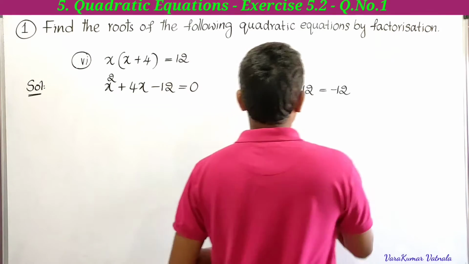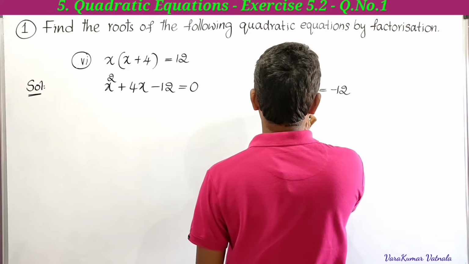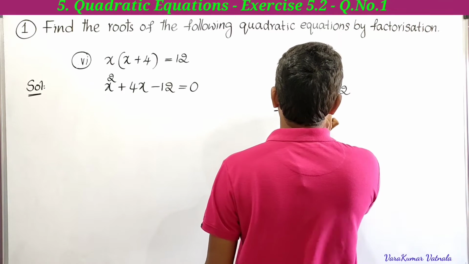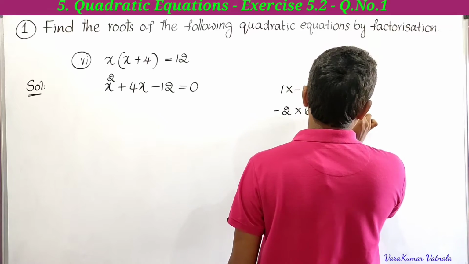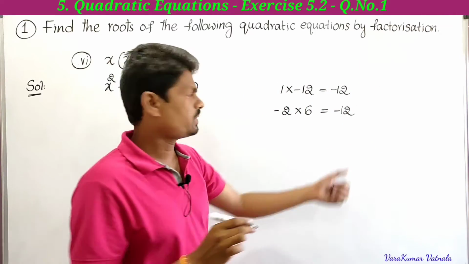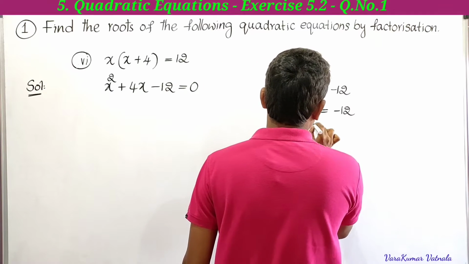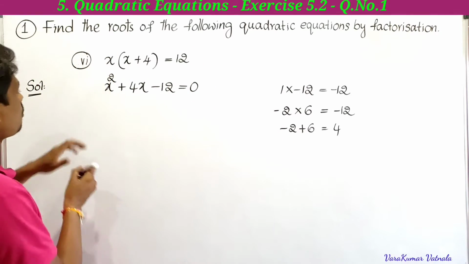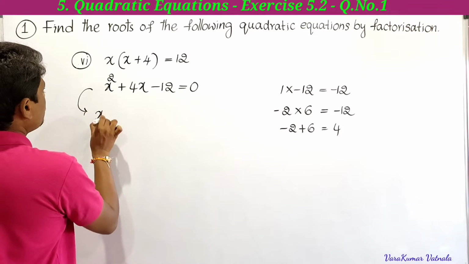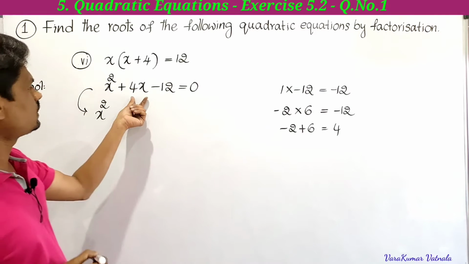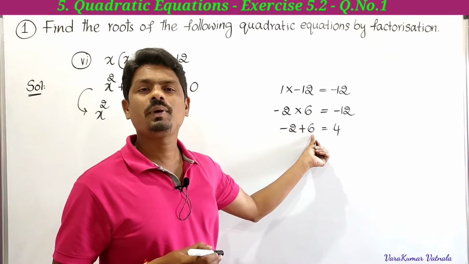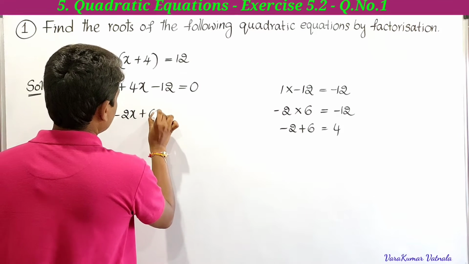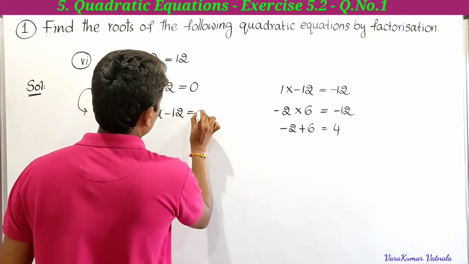So I am selecting here, see here, 2 into 6. But here plus 4 is there, so I am selecting minus 2 and plus 6. So minus 2 into 6 is minus 12. Next minus 2 plus 6, we get plus 4. So these two are the correct factors. So see here, how can we write? First write the x square term as usual. But this plus 4x write as minus 2x plus 6x minus 12 equal to 0.